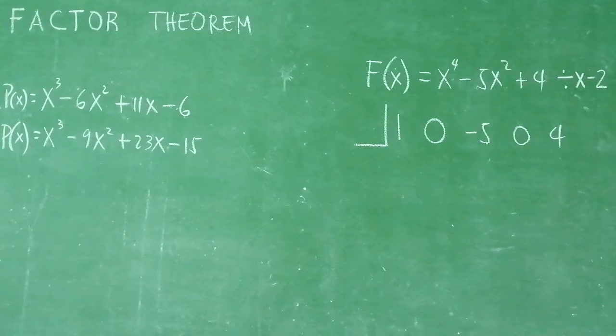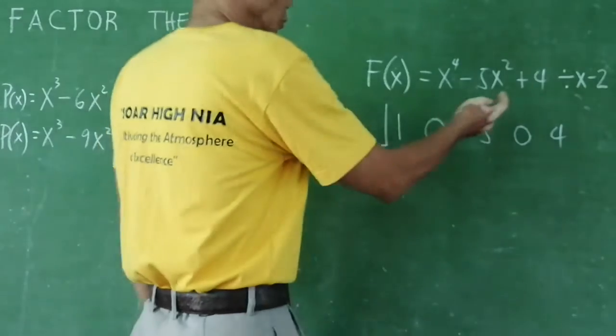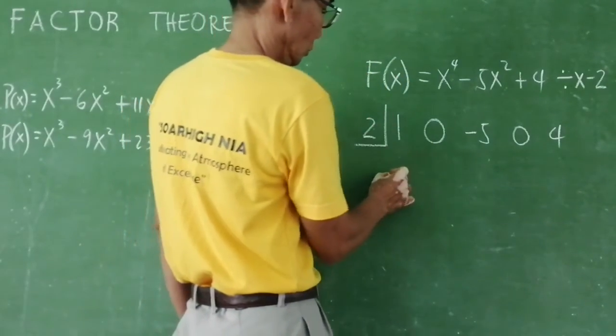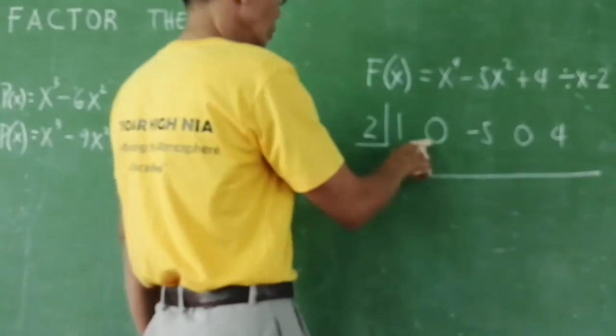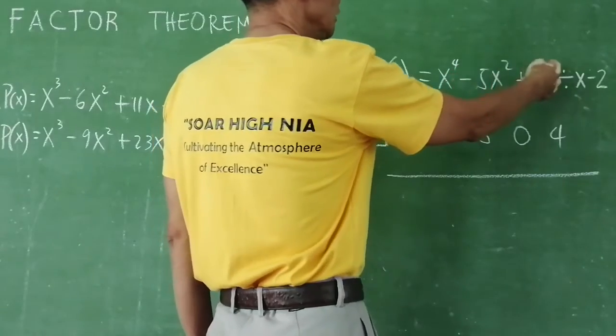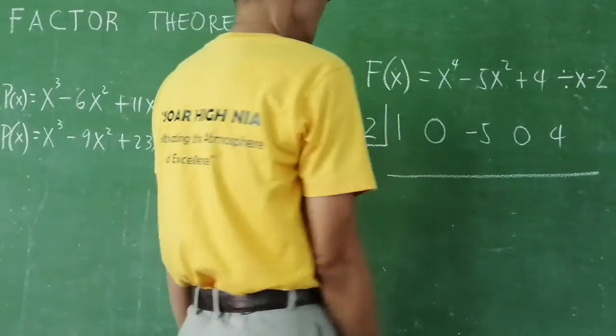Supposing we use again f of x equals x to the fourth minus 5x squared plus 4x. This time we are going to divide it by x minus 2. So using synthetic division, x minus 2, so our divisor is 2. We put a line here. Take note of the zeros here. It is because there is no x cubed term and no constant term, so we put 0.